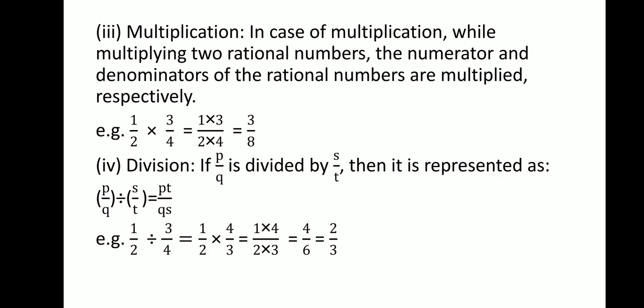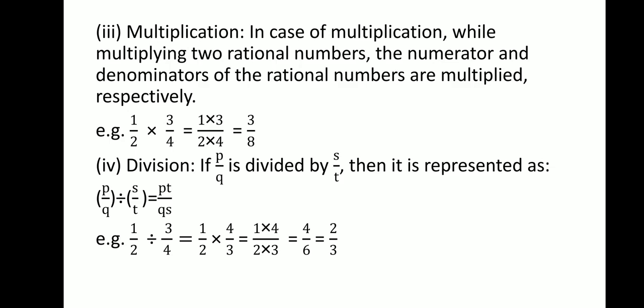Coming to multiplication of rational numbers. In case of multiplication, while multiplying two rational numbers, the numerator and denominators of the rational numbers are multiplied respectively. For example, if one rational number is 1 by 2, that is to be multiplied to another rational number, that is 3 over 4, then I need to multiply the numerators, 1 into 3, that will give you 3, and denominators, that is 2 into 4, that is 8. So my required rational number will be 3 over 8.